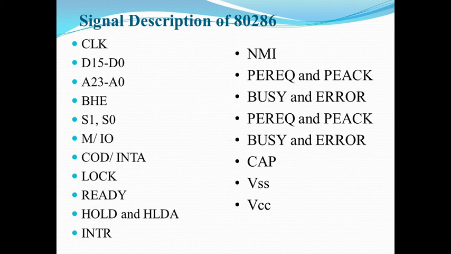It means the clock frequency applied at this pin gets divided by 2 for deriving the fundamental timings of basic operations of the circuit. And here we can use the clock generator 82284, just like for the 8086 we are using 8284. So this is the advanced microprocessor, that's why we are using the clock generator 82284.